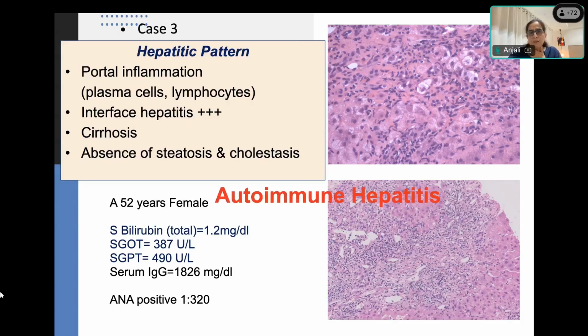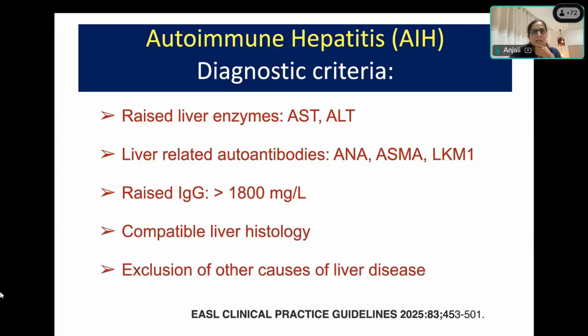So the diagnostic criteria are raised liver enzymes, AST, ALT, and liver-related autoantibodies. There are several autoantibodies which are specific for liver, but three important ones are anti-nuclear, ASMA (anti-smooth muscle), and LKM1 (liver kidney microsomal). Then raised gamma globulins, and compatible liver histology. So whatever we have seen was compatible liver histology.